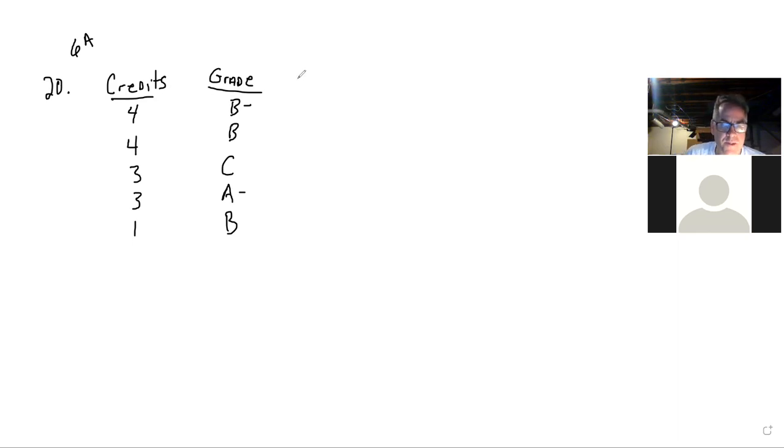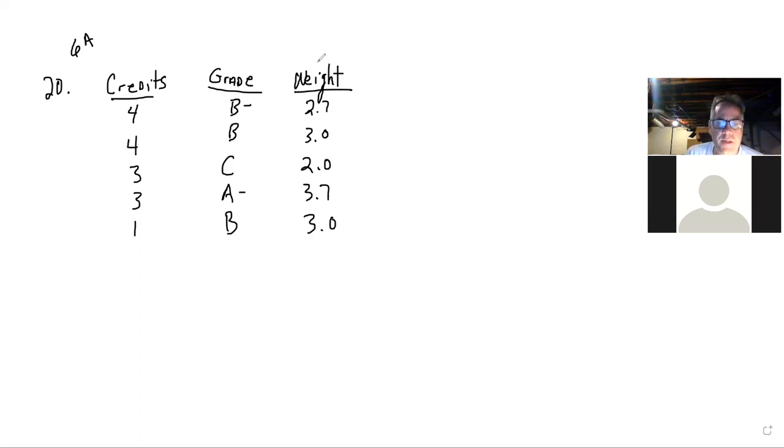So the weight, this is where we're going to come up with our weighted mean. So B minus was 2.7. And B was 3. We'll say 3.0. For the C is 2, so 2.0. A minus 3.7. And then the B has, again, a weight of 3.0.